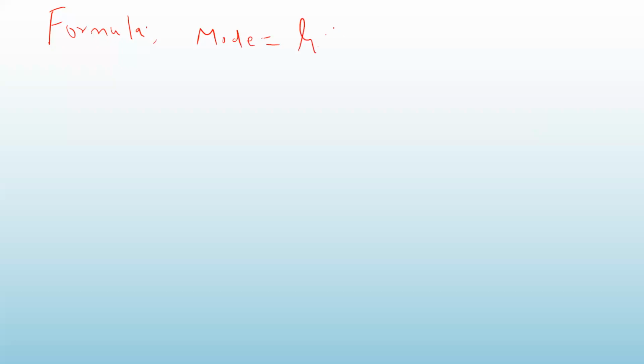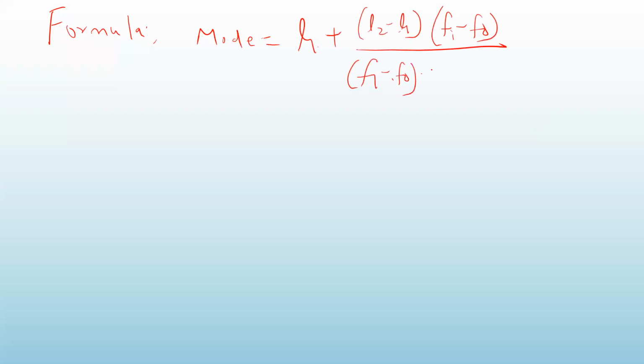What is your formula to calculate the mode? Mode is equal to L1 plus (L2 minus L1) into (F1 minus F0) divided by (F1 minus F0 plus F1 minus F2). Remember, in the denominator it is plus and here it is multiplication. Now find out what is your L1, L2, F1, F0 and so on.